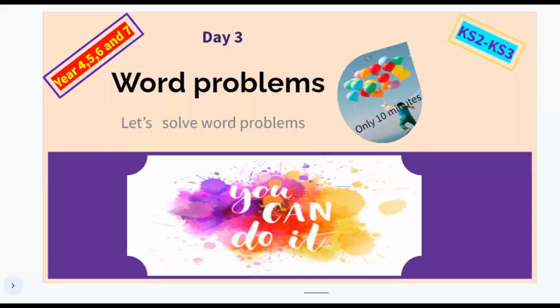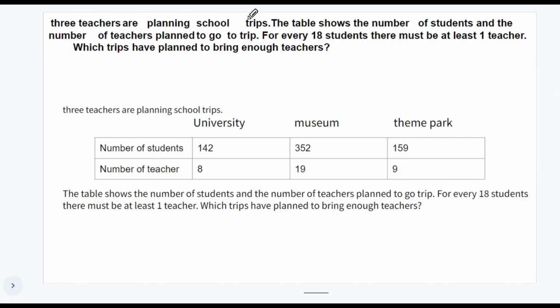So let's start. Three teachers are planning school trips. The table shows the number of students and the number of teachers. Now, what important information do we have? For every 18 students, there must be at least one teacher. One teacher is there for how many students? 18 students. Which trips have planned to bring enough teachers?